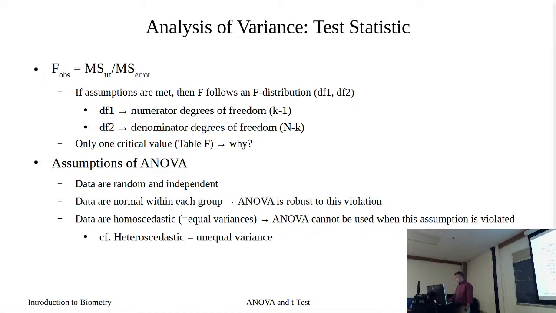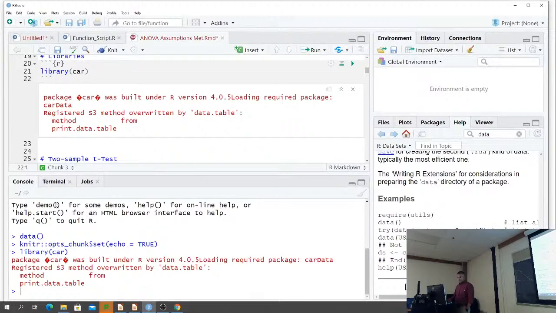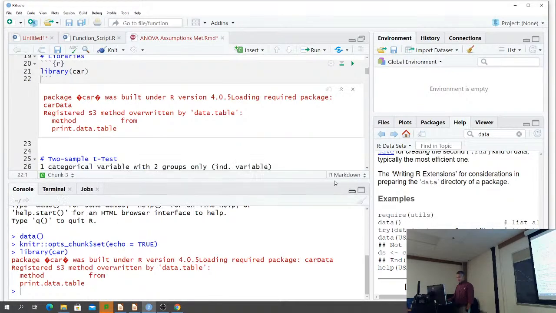All right, so let's get this in here. I think some of you are frantically typing. Let's get this in here.